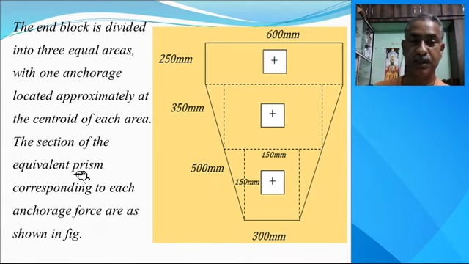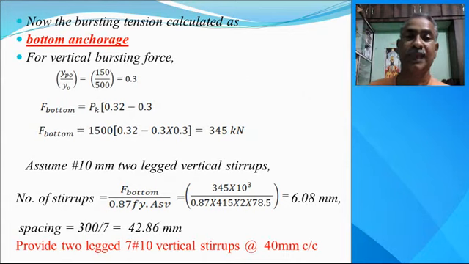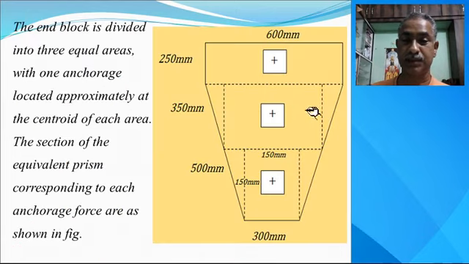The section of the equivalent prism corresponding to each anchorage force is as shown in the figure. This is the diagram. Now the bursting tension is calculated at the bottom anchorage. For the bottom anchorage, that means we have considered this portion, and this plate.